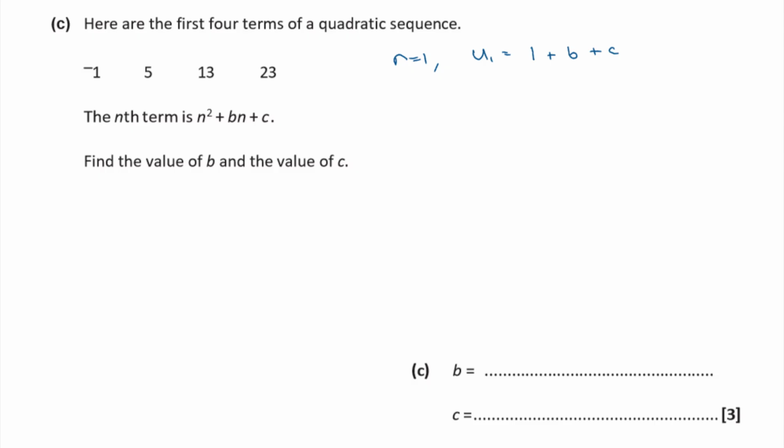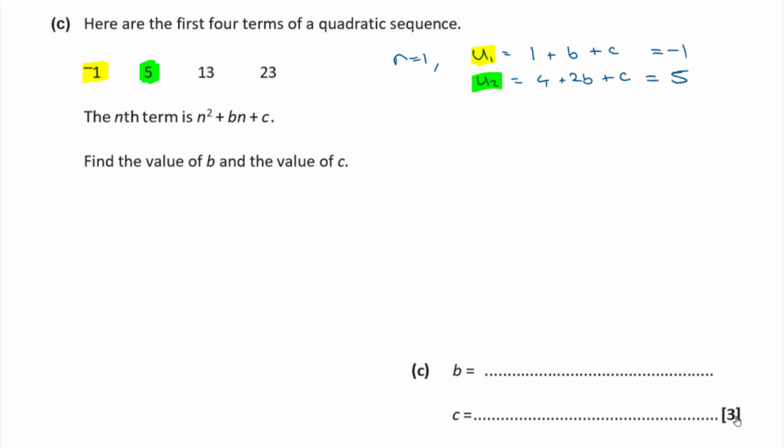Now my second term u2, when n is 2, I'm going to get 4 plus 2b plus c. Now I know that u1 is the first term here, it's -1, so this is equal to -1, and I know that u2, the second term, is equal to 5, so this is equal to 5. So I've already got a pair of equations in b and c that I can go on to solve simultaneously.